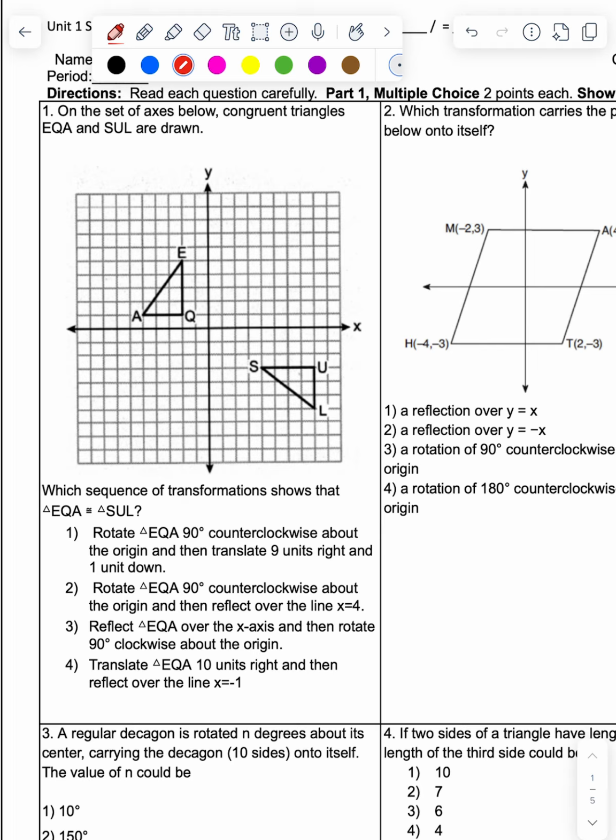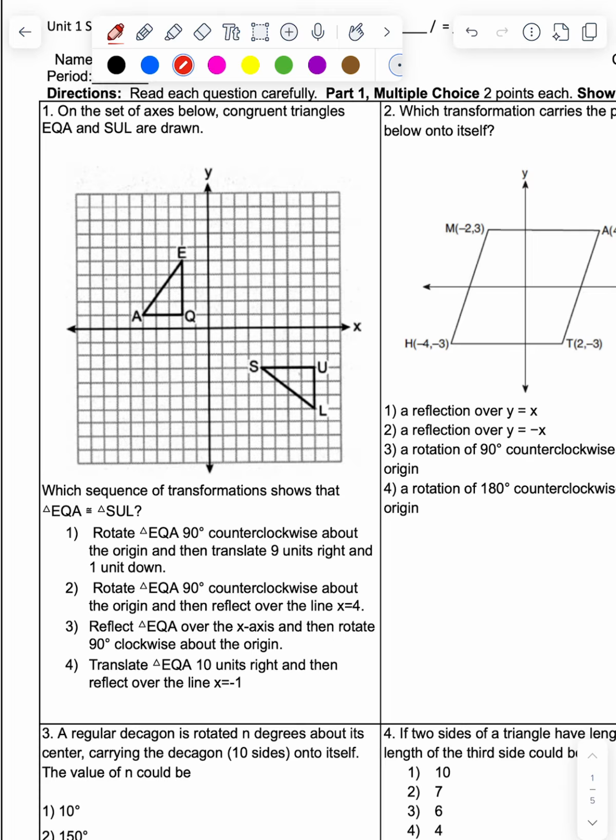And generally with these multiple choice questions, you don't actually have to do the transformations. Generally, there'll be like one obvious answer choice. So let's take a look and see if the rest of them we could knock out and rule them out and be sure that it's answer choice number 1.